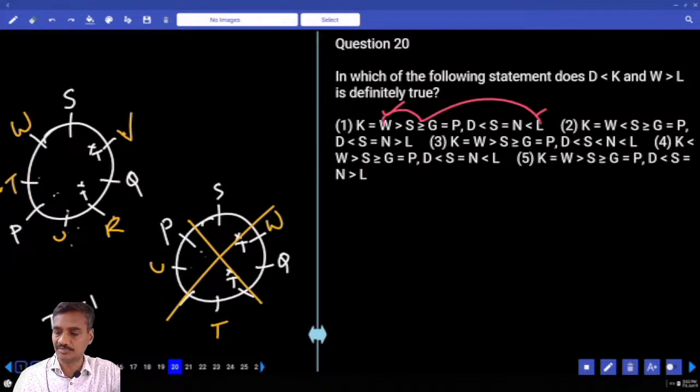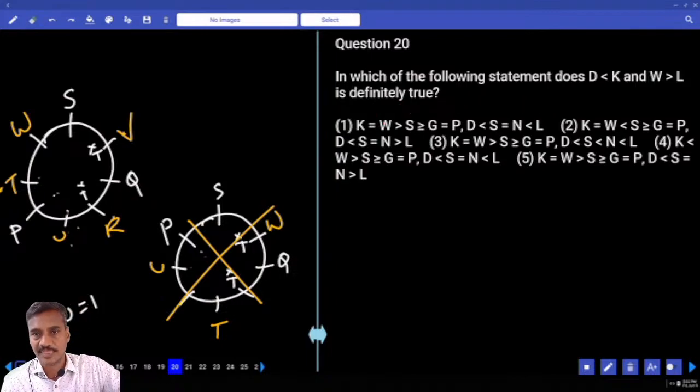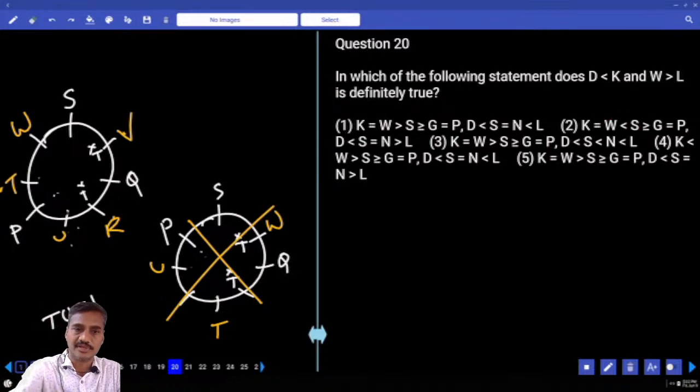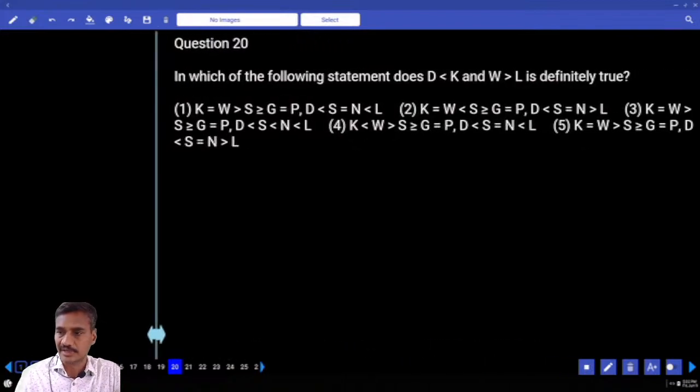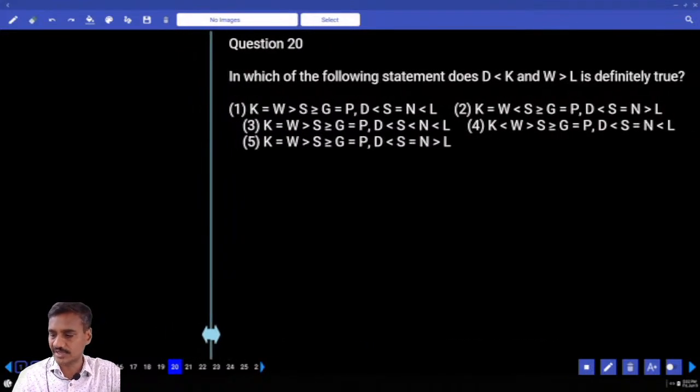W to S, S and L, opposite symbols, no relation. Hence choice 1 is ruled out. Second, W and L. W to S, S to L. Lesser than, greater than, two opposite symbols are not possible. Then third one. Now in this W and L, W greater than S, S lesser than. One greater than, one lesser than, again opposite symbols. This is again ruled out. All the 4 choices are ruled out. Choice 5 is the answer to 20.